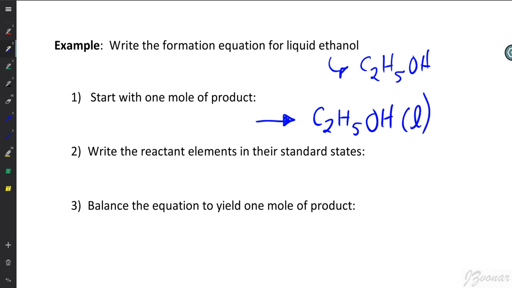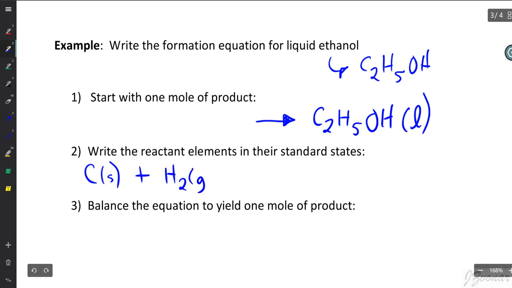L for liquids. Now we need to incorporate all of the elements that are found within this compound. So we've got solid carbon, we have hydrogen gas, which is a diatomic molecule, so we have to write it as H2. It also contains oxygen gas, which is also a diatomic molecule, written as O2 in its elemental form. Okay, and then we write our product, which is the ethanol.